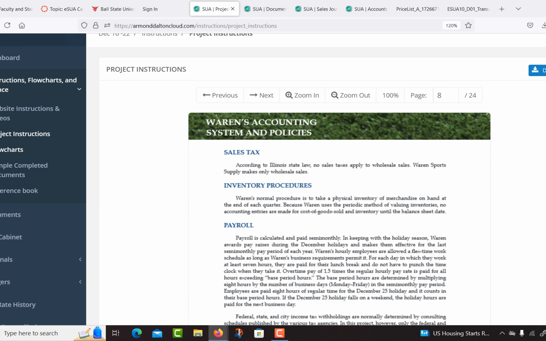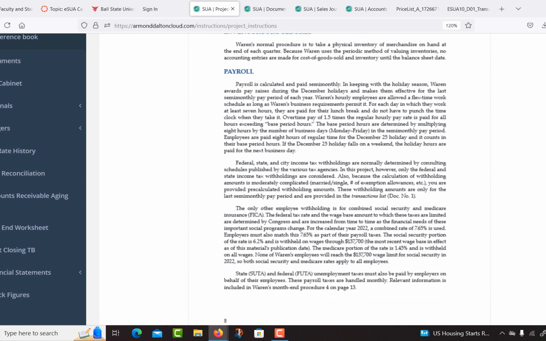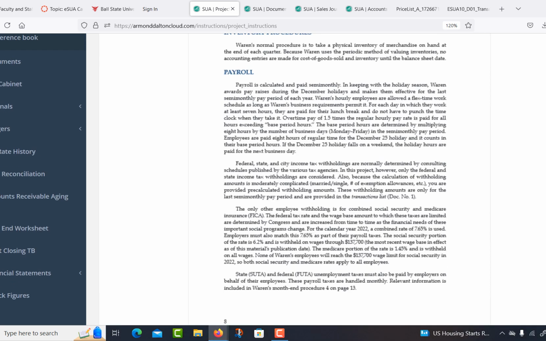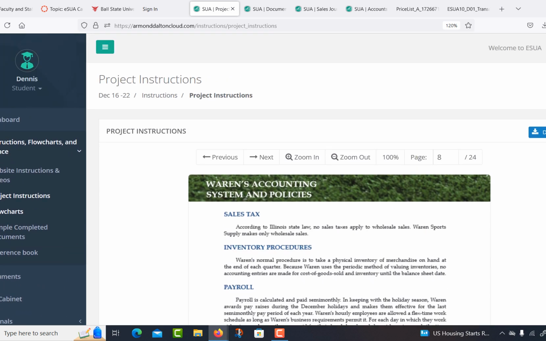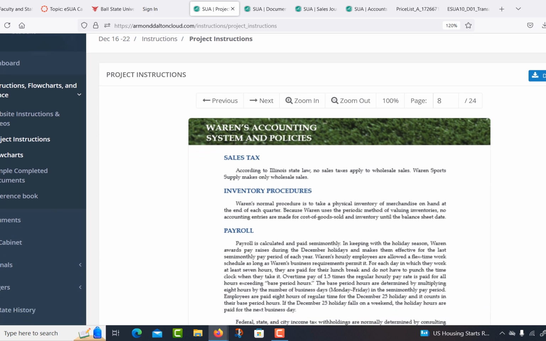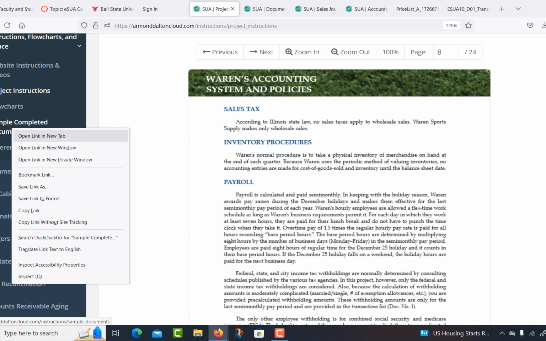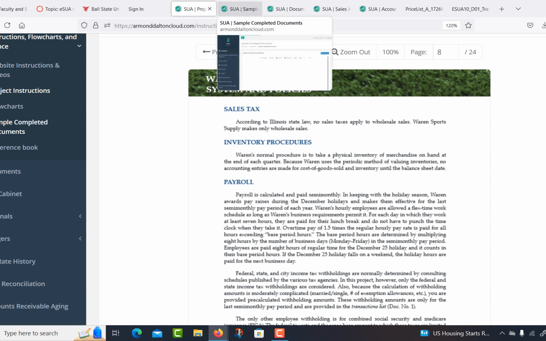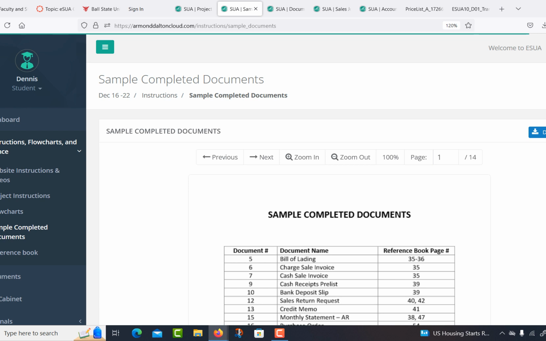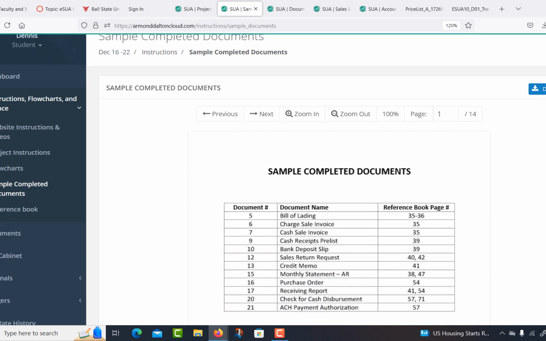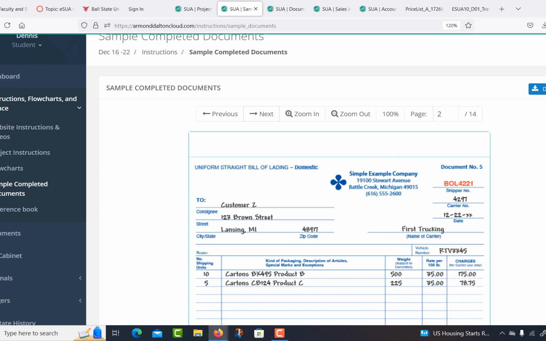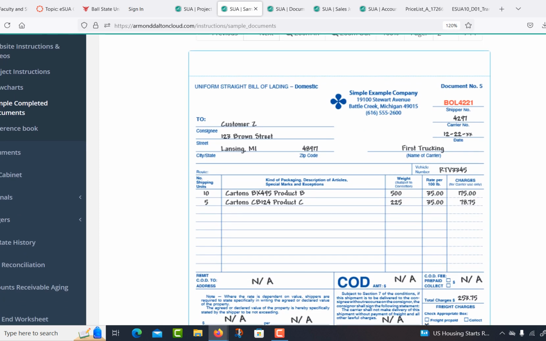Well, at this point, this is everything for the first transaction. And when we get together in class, we'll look at a couple more, and we'll go through this on a regular basis. But I want to highlight and emphasize the accounting system procedures and policies. This is critically important. The flow charts, the reference book, and then if you really are confused, you can look at some of these sample completed documents that they show you here. These are just video or visual representations. You can't do anything with them, but they show you these documents that they've already completed.